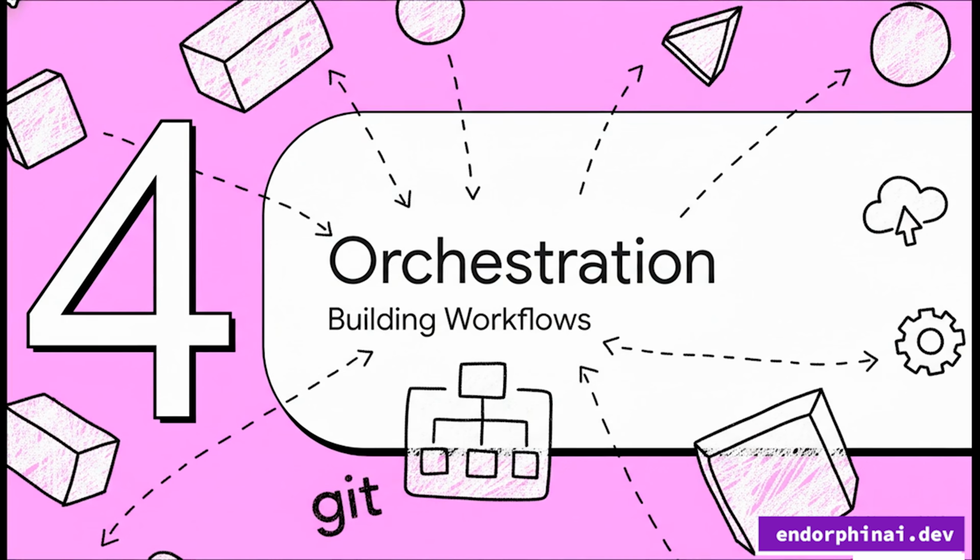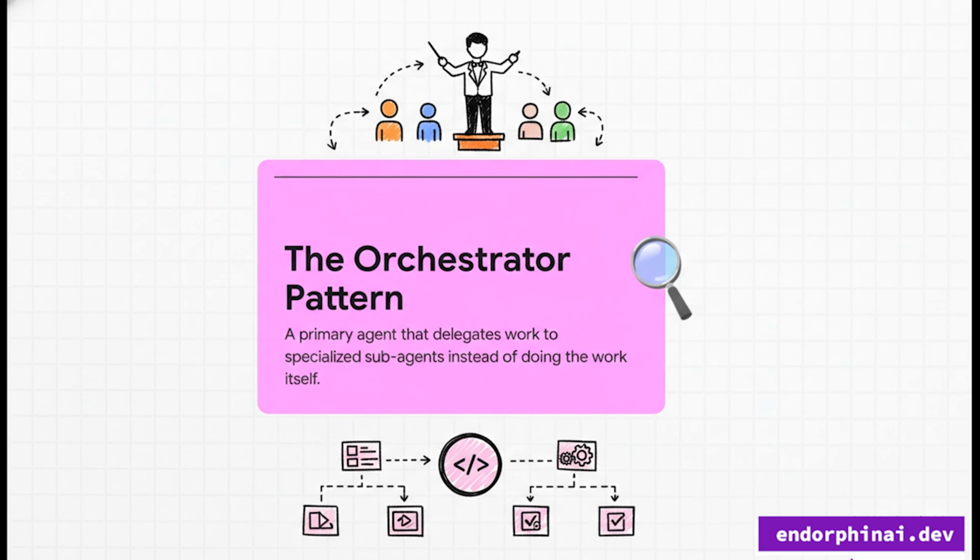Okay, so we've got our building blocks: agents, trees, knowledge. But how do we put them all together to tackle those really big, complex tasks? Well, that's where something called the orchestrator pattern comes into play. The idea is pretty simple, actually. You create a primary agent that doesn't really do any of the grunt work itself. Instead, it acts like a senior manager.